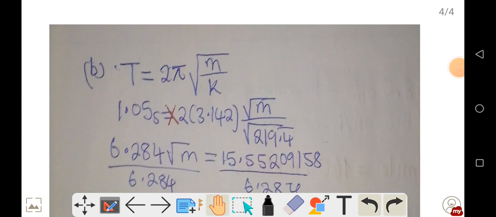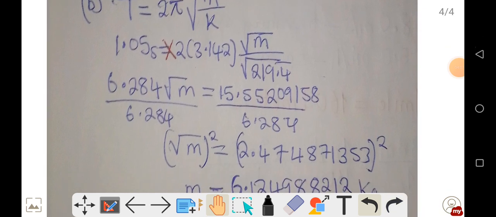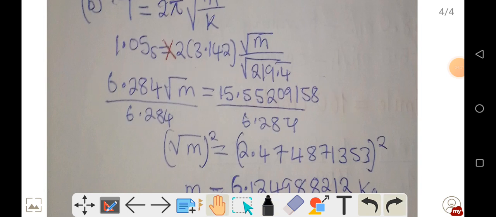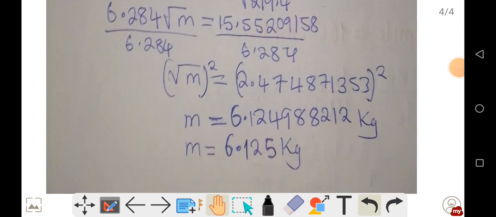At this point, we just do a cross multiplication, and when we do the cross multiplication, we get this expression here. When we further continue simplifying our expression, we get an expression which is here. The square root of mass is equal to 2.474871353.